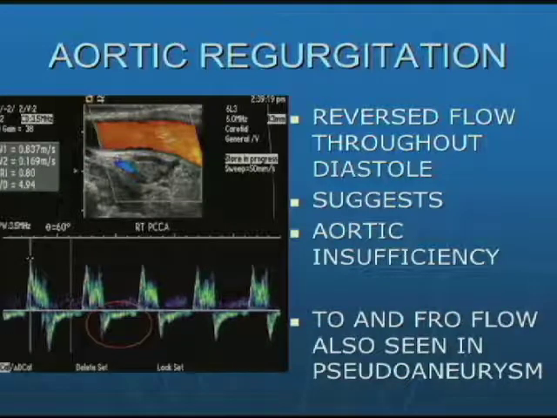Another finding in rhythm abnormalities is aortic regurgitation. Aortic regurgitation as a single entity is not nearly as common as aortic stenosis, and it tends to produce, if it's really severe, a reversed flow throughout diastole. That particular finding suggests aortic insufficiency when you see it in all the arteries in the body. A to and fro waveform is also seen in pseudoaneurysm, but in those instances of pseudoaneurysm, the to and fro waveform is only in that particular site.